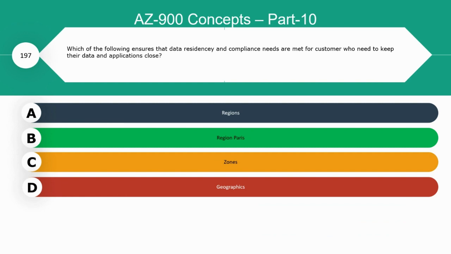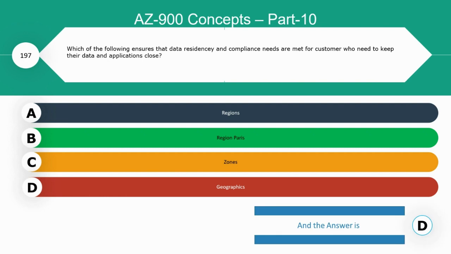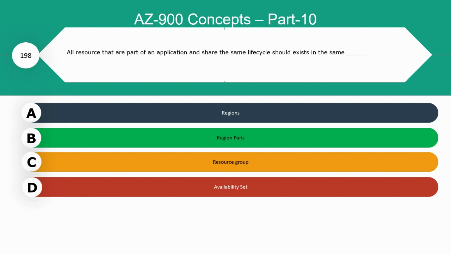Which of the following ensures that data residency and compliance needs are met for a customer who needs to keep their data and applications close to each other? Is it region, or region pair, or zone, or geographies? Here, the right answer for this question is option D. The reason is geography is the highest level among the other three. It ensures data residency and compliance requirements. And so D is the correct answer.